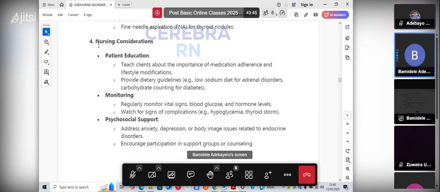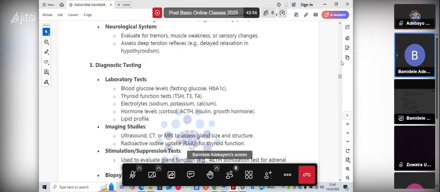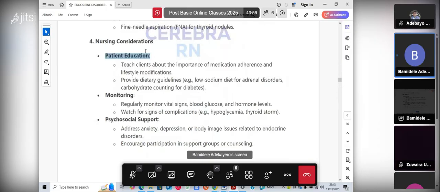Now, nursing consideration. We've talked about patient education. From your history, you can determine what part of the patient's lifestyle needs to be addressed. Are you eating too much? Are you stressed too much? Are you smoking? Are you working in a very dangerous environment? Do you live in a bad environment? Does your house have enough ventilation?